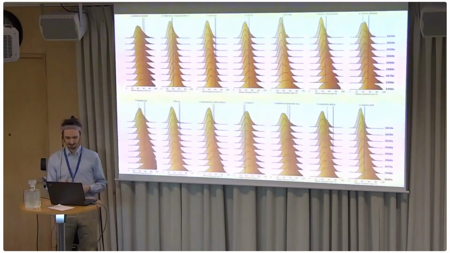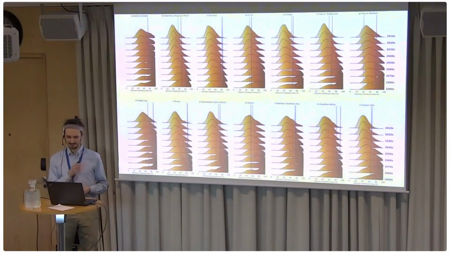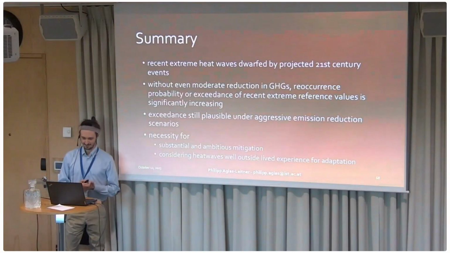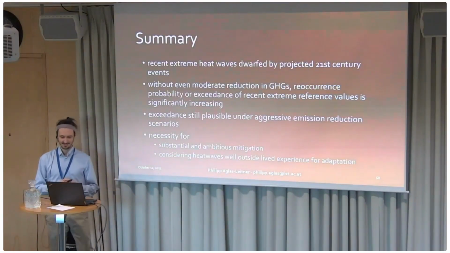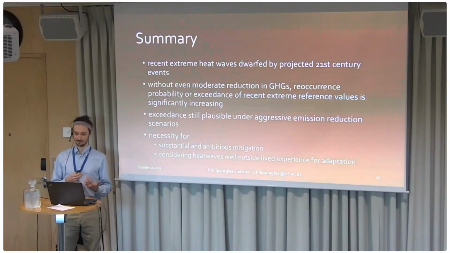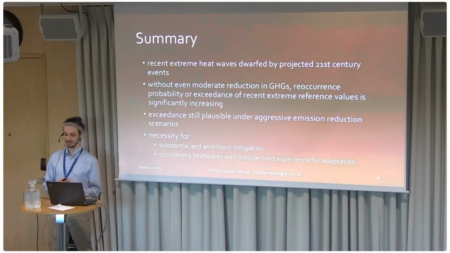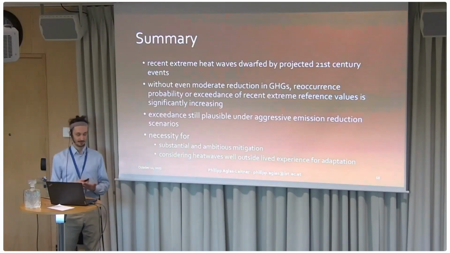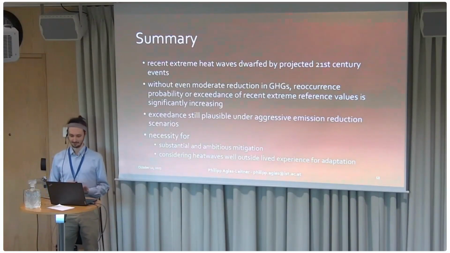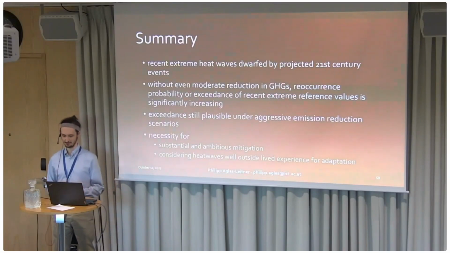For the sake of time, I'm going to skip that to make you keen on reading the final paper and skip right to the summary. We can see that recent extreme heat waves are basically being dwarfed by their projected 21st century counterparts. Without even moderate reduction in greenhouse gases, the reoccurrence probability and exceedance of recent extreme reference values is significantly increasing. And on top of that, the exceedance is still plausible under aggressive emission reduction scenarios.